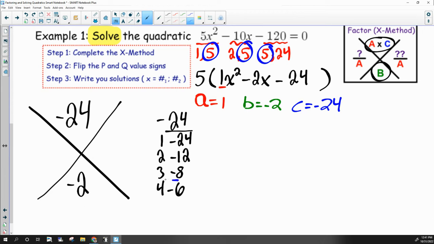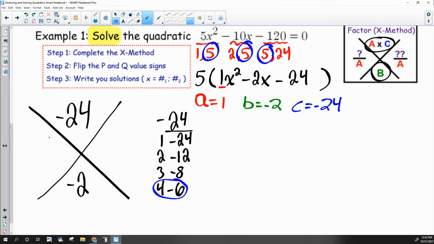4 and negative 6. 4 plus negative 6 is negative 2. Those are the winner chicken dinner. Now, if you did accidentally make 4 negative and 6 positive, it would add up to positive 2, and you'd be like, oh, that's the number. I just move the sign to the other side, and then it'll be negative 2.